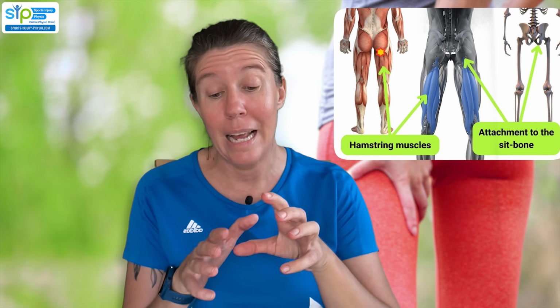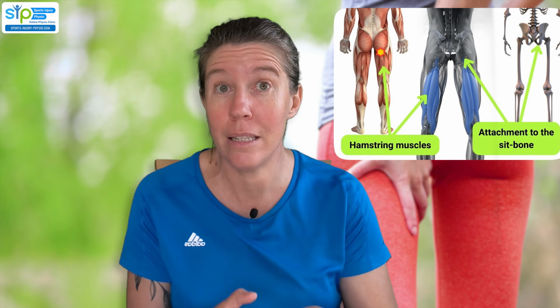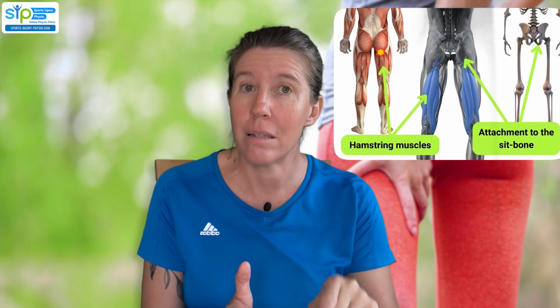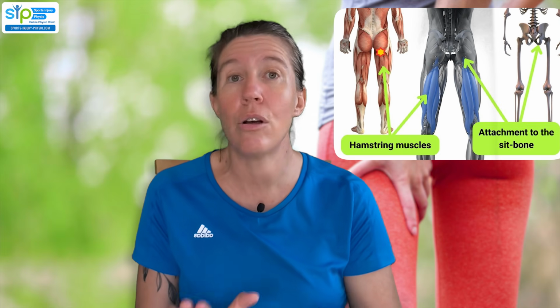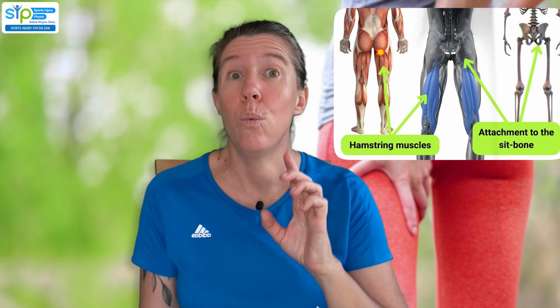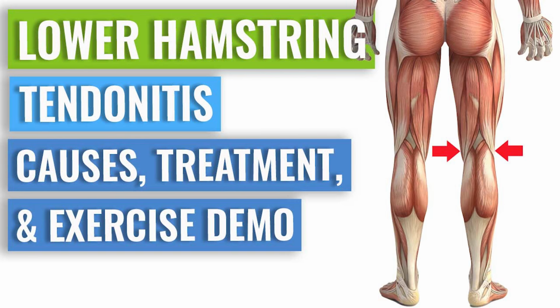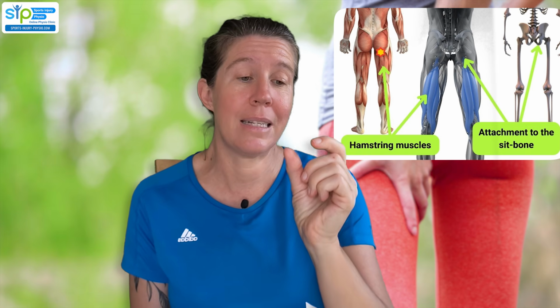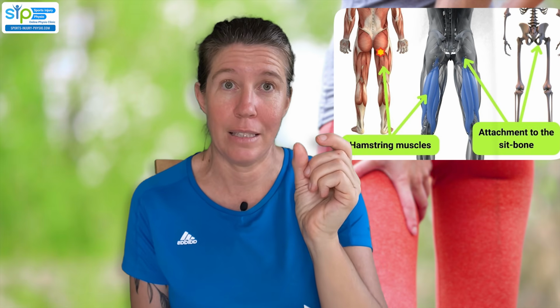Now, you can get hamstring tendinopathy in the lower tendons as well, but that's called distal hamstring tendinopathy, and it's a totally different condition. If you want a video about that, have a look at the description of this one. I'll put a link to that there. So with proximal or high hamstring tendinopathy, it's the upper tendons that are affected.